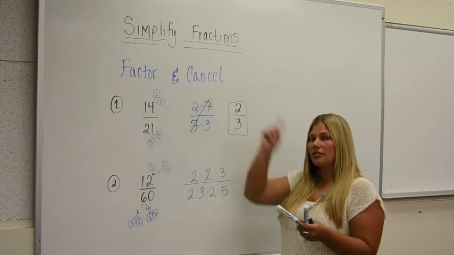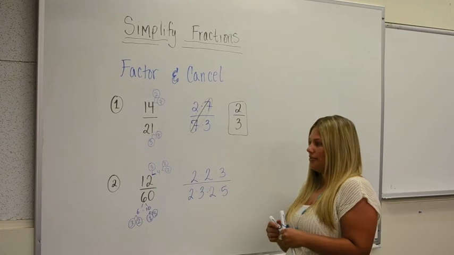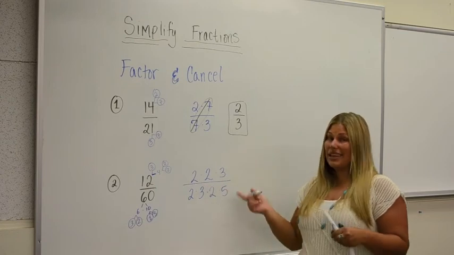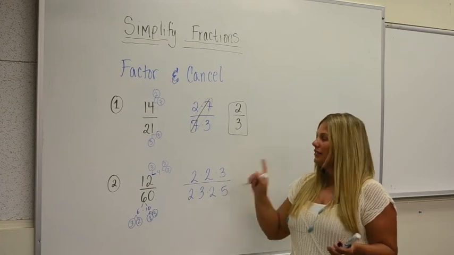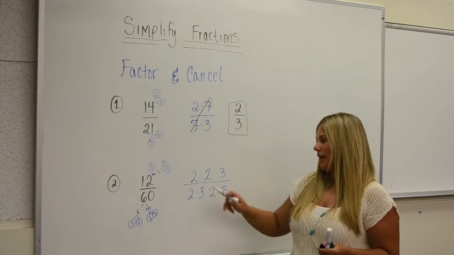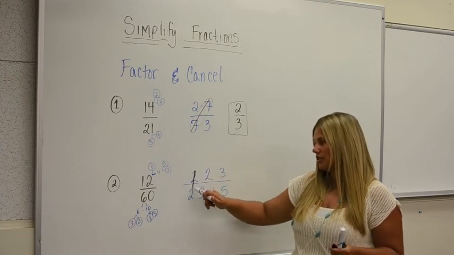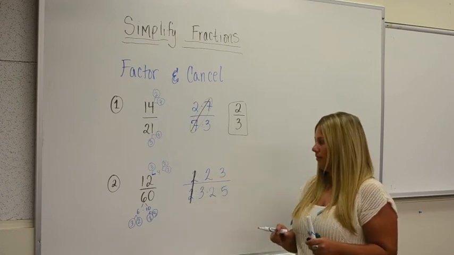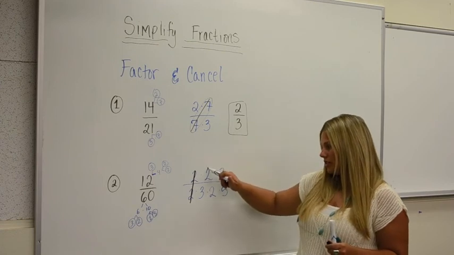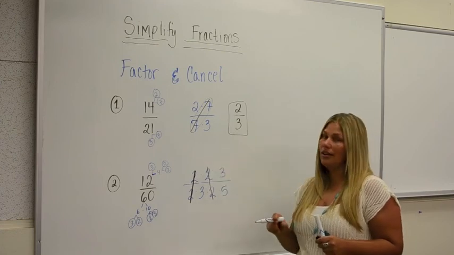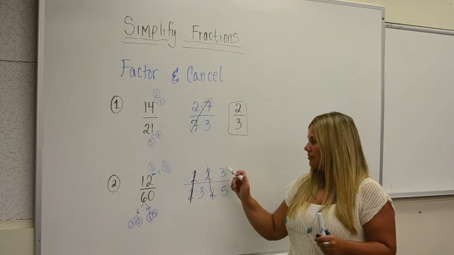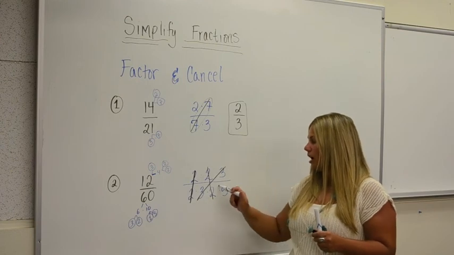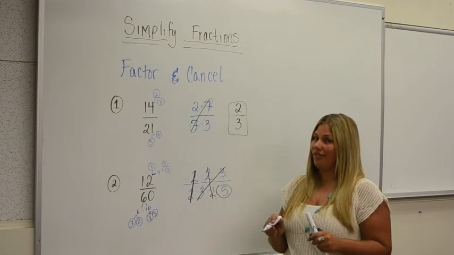So that's my factoring. Now we need to move to cancel. What numbers can we cancel? Well, we can only cancel if it's the same exact number on the top and the bottom. 2 divided by 2 is really just 1. This 2 divided by 2 is really just 1. And 3 divided by 3 is really just 1. So all we have left is this 5.